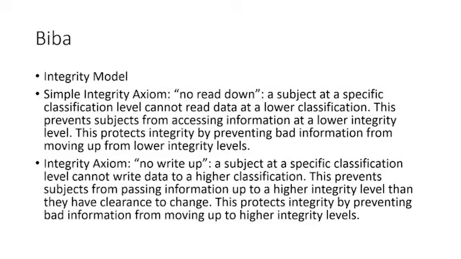So no read down, a subject at a specific classification level cannot read data at a lower classification level. That prevents them from accessing information at that lower integrity level. It protects integrity by preventing bad information from moving up from lower integrity levels to the higher levels. So no read down. We can't see what's down there below us. And no write up. So I can't take what I know and write up to a higher level. Again, the subject at a specific classification level can't write data to a higher classification level.